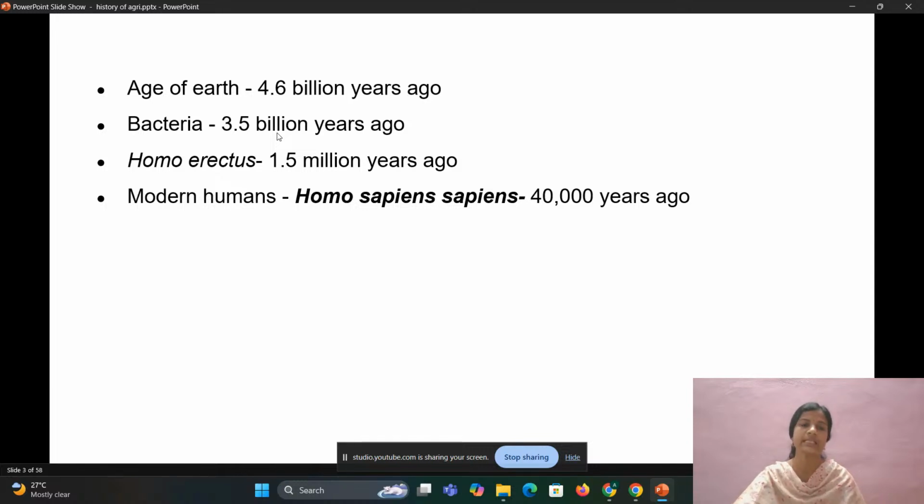And modern humans, that is the human beings with intelligence and brain power like us, Homo sapiens sapiens, originated around 40,000 years ago on our earth. So now we are moving on to the origin of agriculture, or when agriculture first started on earth. It is believed that modern human beings evolved around 40,000 years ago. Only 40,000 years ago, human beings like us originated on this earth.